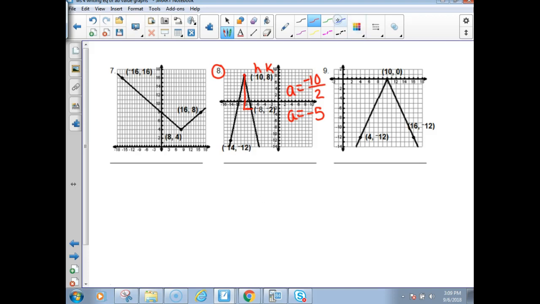All right, so our equation is going to be f of x is equal to negative 5 times the absolute value of x, and then you say minus my h. My h is negative 10, so I'm going to write plus 10, close the bars, and plus 8 for the k. Not too bad.